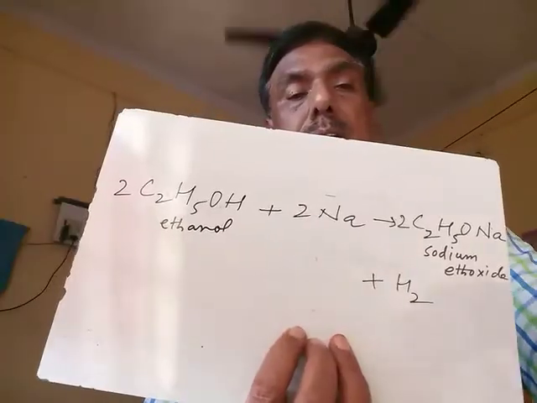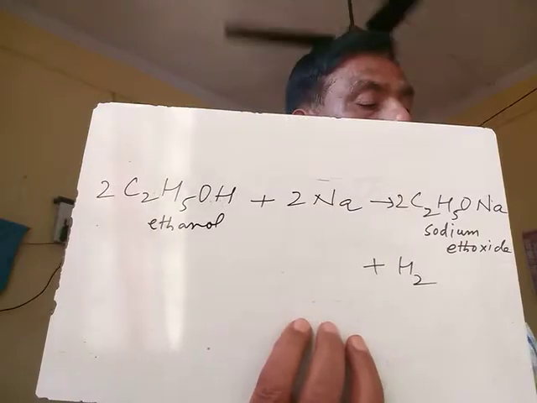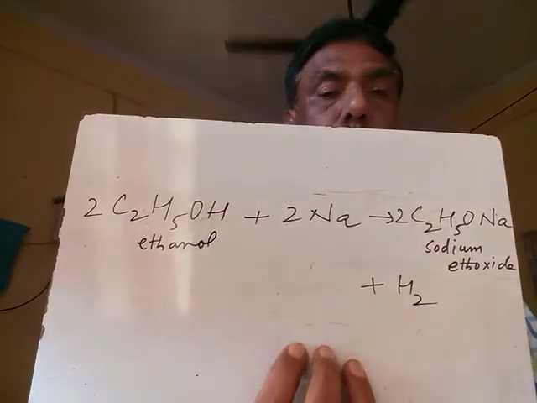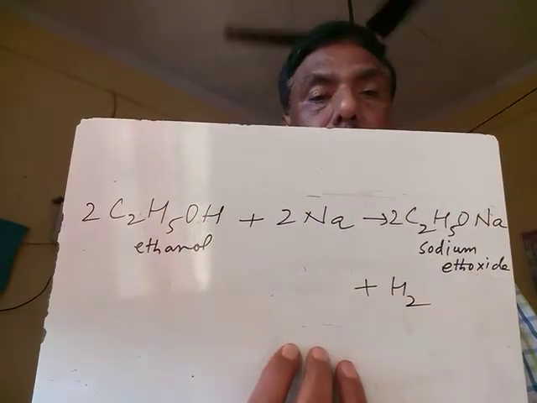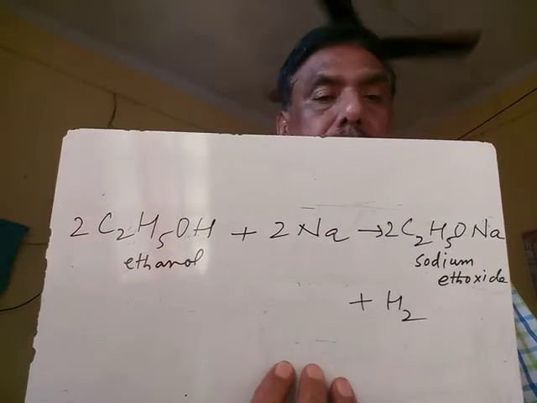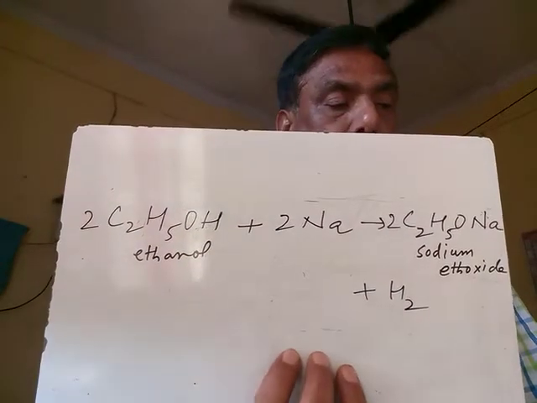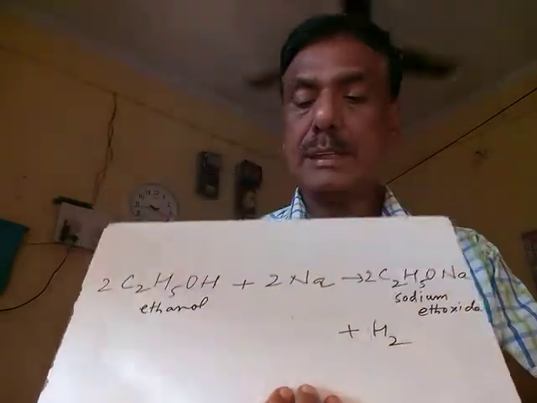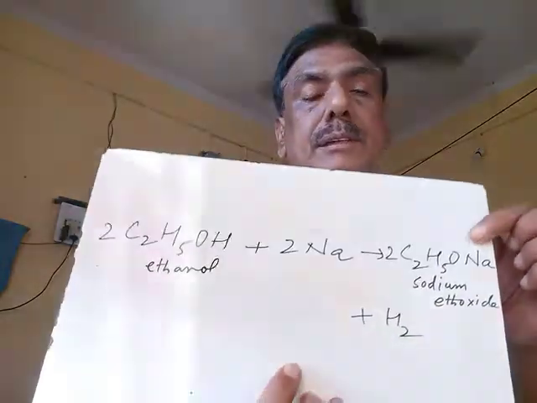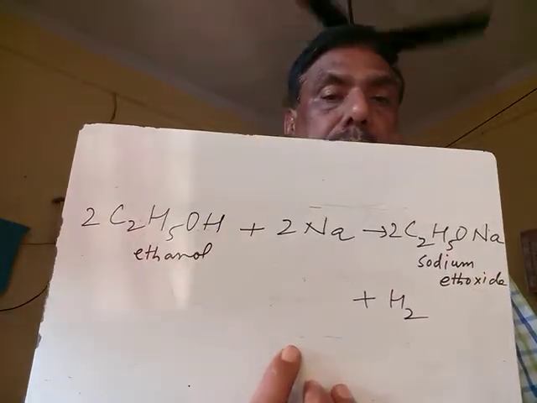I'm going to show you the reaction. Now see the reaction between ethanol and sodium. Ethanol and sodium form sodium ethoxide and hydrogen. This is the reaction. This is sodium ethoxide.